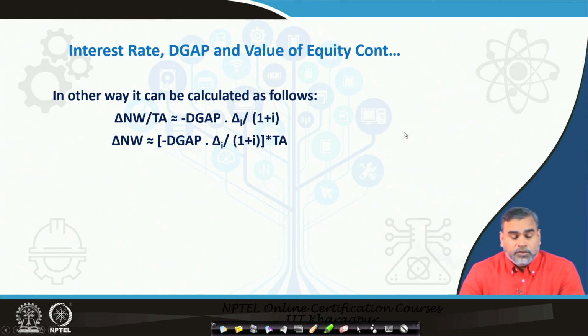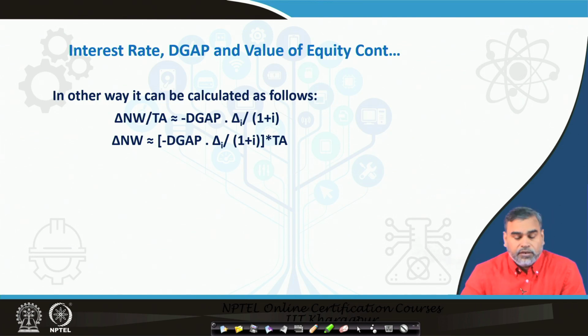The other formula for this same thing you can also calculate: the delta NW, which is the change in the net worth, divided by the total assets is nothing but minus the duration gap into delta I by 1 plus I. Then obviously, your delta NW is equal to minus your duration gap multiplied by delta I by 1 plus I into TA, where TA means total assets.